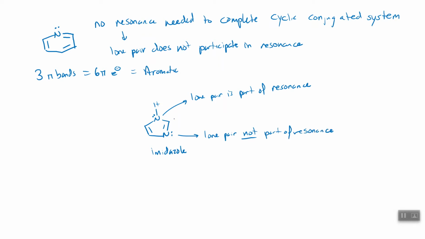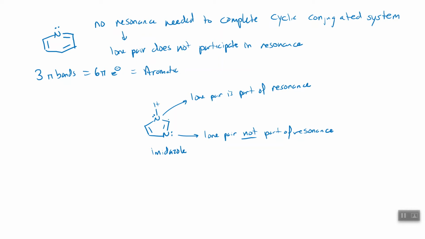How do I know that? This nitrogen is already part of a double bond. We have a carbon-nitrogen double bond right here. And because that carbon-nitrogen double bond already exists, I don't need to use the lone pair to make that double bond. And so that means this lone pair is not a part of resonance.